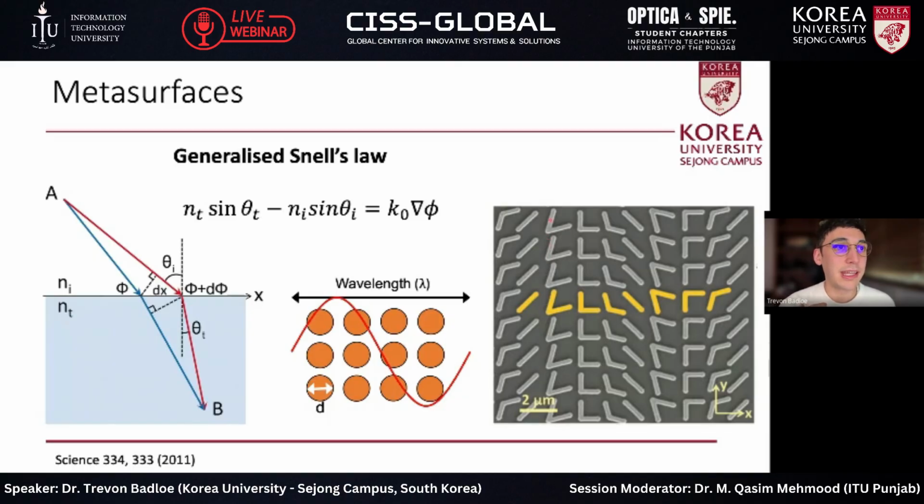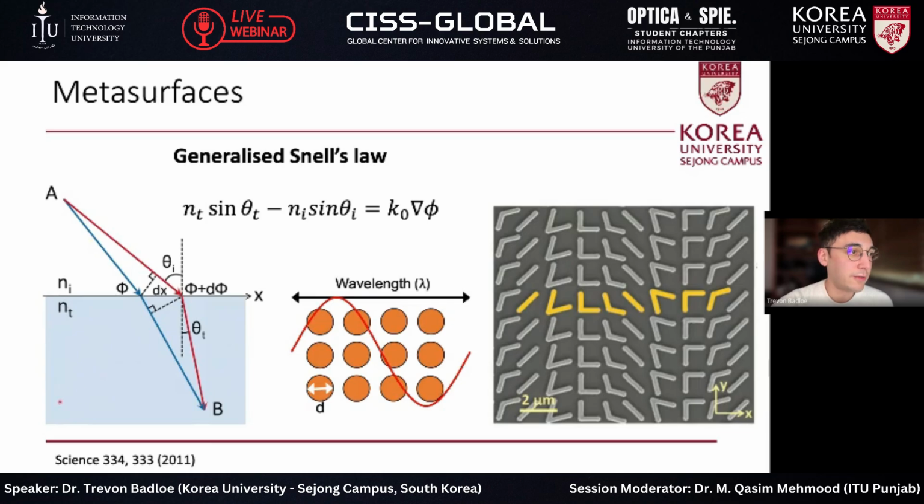But the point is that for metasurfaces, these structures should be smaller than the wavelength of light. When the wavelength of light is bigger than these sub-wavelength structures, then we are able to manipulate the wavefront, the phase, the amplitude, the polarization, and any component of light that we want, at the sub-wavelength scale.